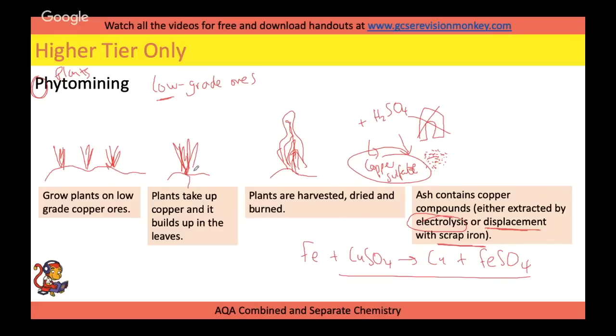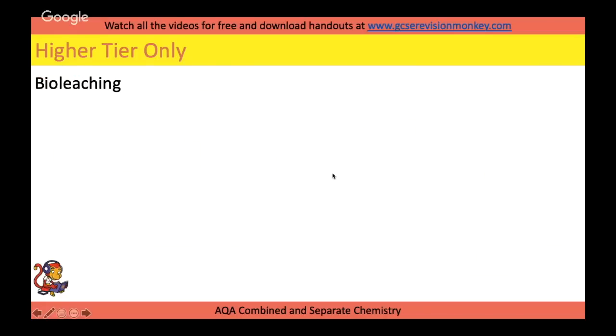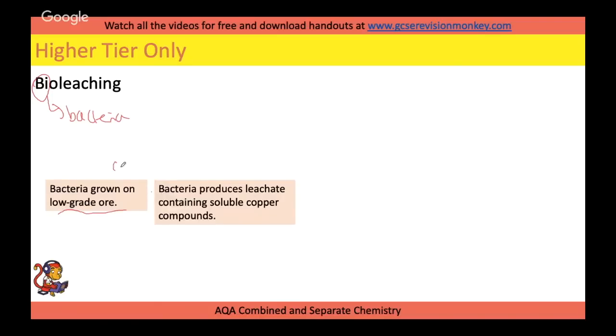The plants are taking up the copper from the ore, then you harvest them, dry them, burn them, and then you have to think about either electrolysis or displacement to extract it. For bioleaching, it's very similar, but this time you are using bacteria. So B for bacteria, B for bioleaching. Bacteria is grown on a low-grade ore. It's very cheap, so you can grow lots of it and it will divide rapidly. So this is quite an advantageous process in that respect.